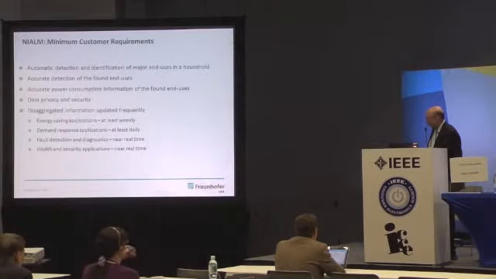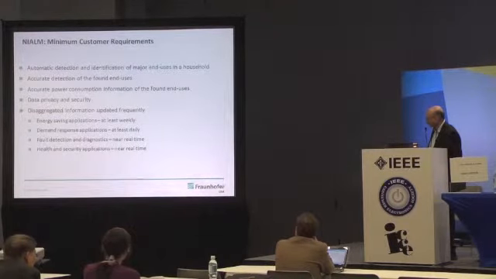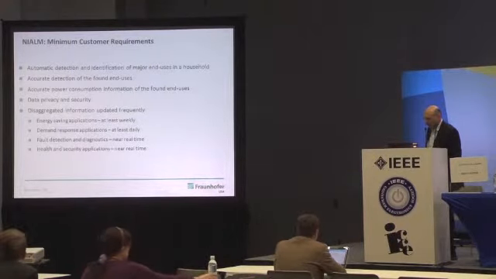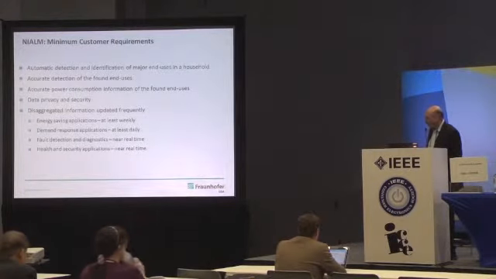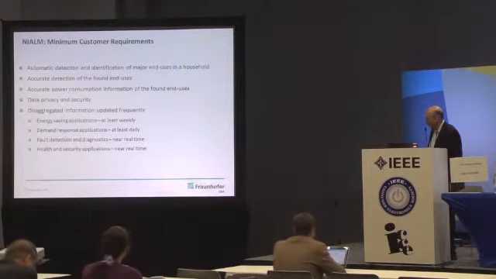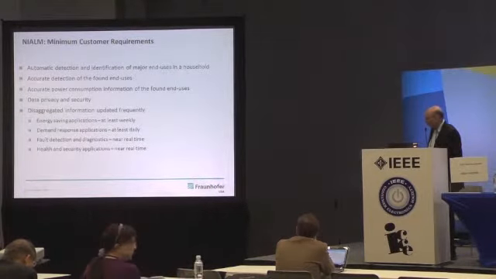First thing down here is that the ARM system needs to automatically detect and classify the major end users in a household. What does it mean? It means that once the system is running and it works, it will tell the homeowner which particular end users are available in his or her household. Then, once those end users are found, we need to accurately detect their presence in time, including also the power draw. This is the next item here.